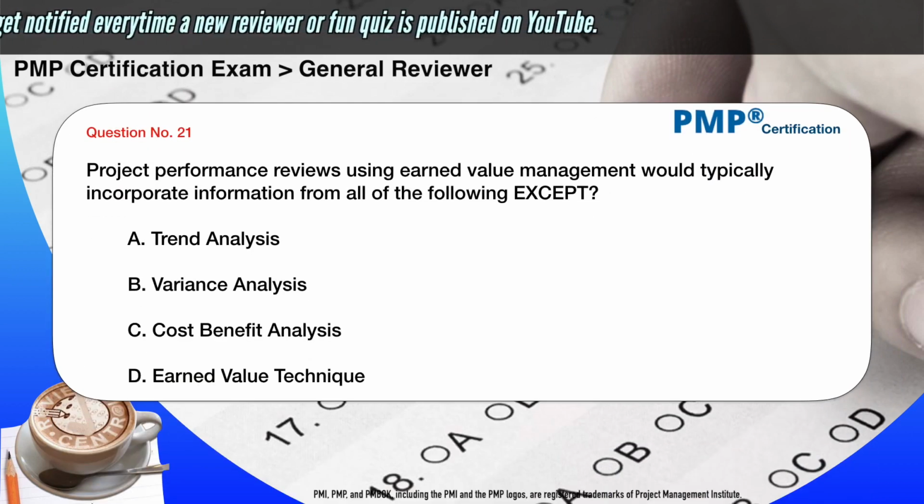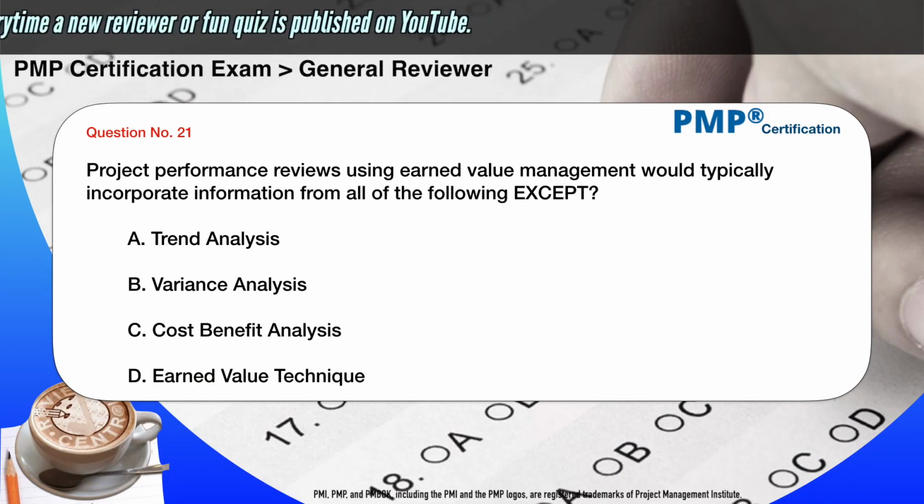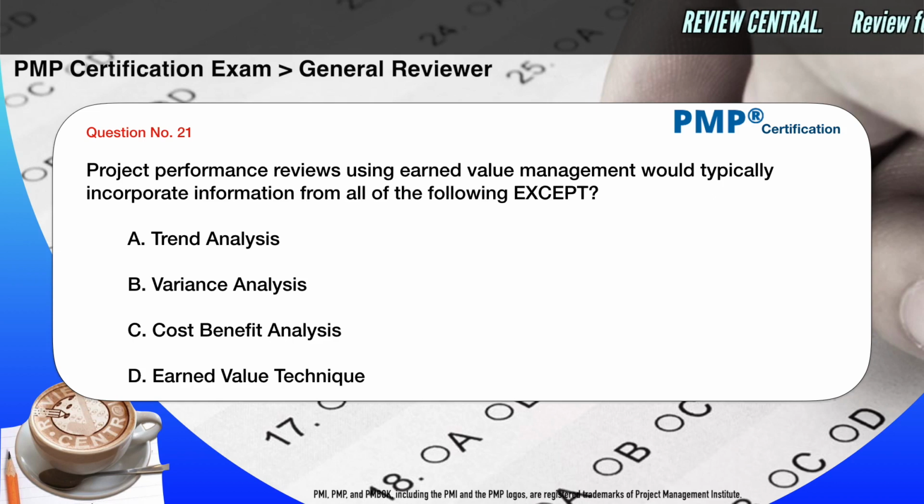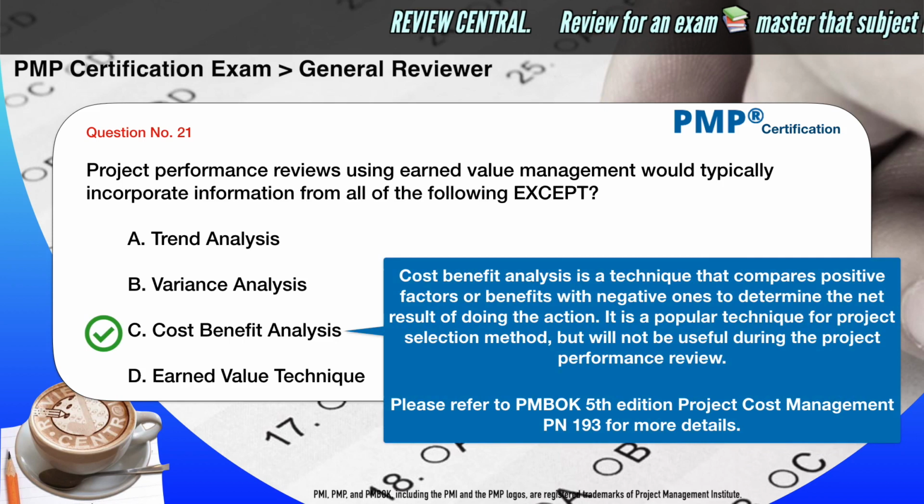Project performance reviews using earned value management would typically incorporate information from all of the following except A. Trend analysis, B. Variance analysis, C. Cost-benefit analysis, D. Earned value technique. The correct answer is C.